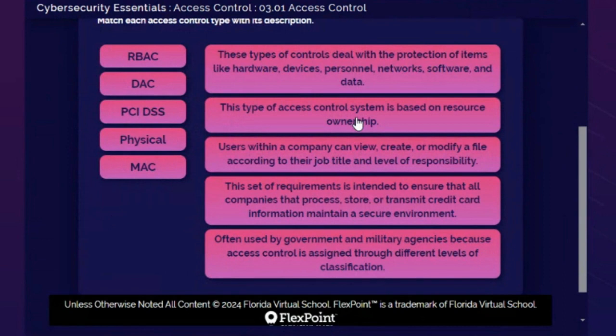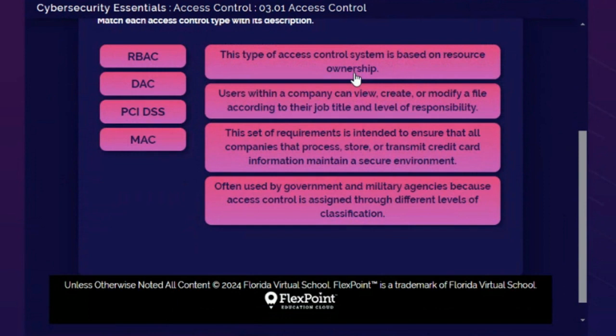All right. RBAC, DAC, PCI DSS, physical, and MAC. Well, physical shouldn't be too bad, right? Let's see. These types of controls deal with the protection of items like hardware, devices, personnel, network. Yeah, that's the physical stuff. So that should be physical. All right, now it gets harder. Now we just have acronyms.